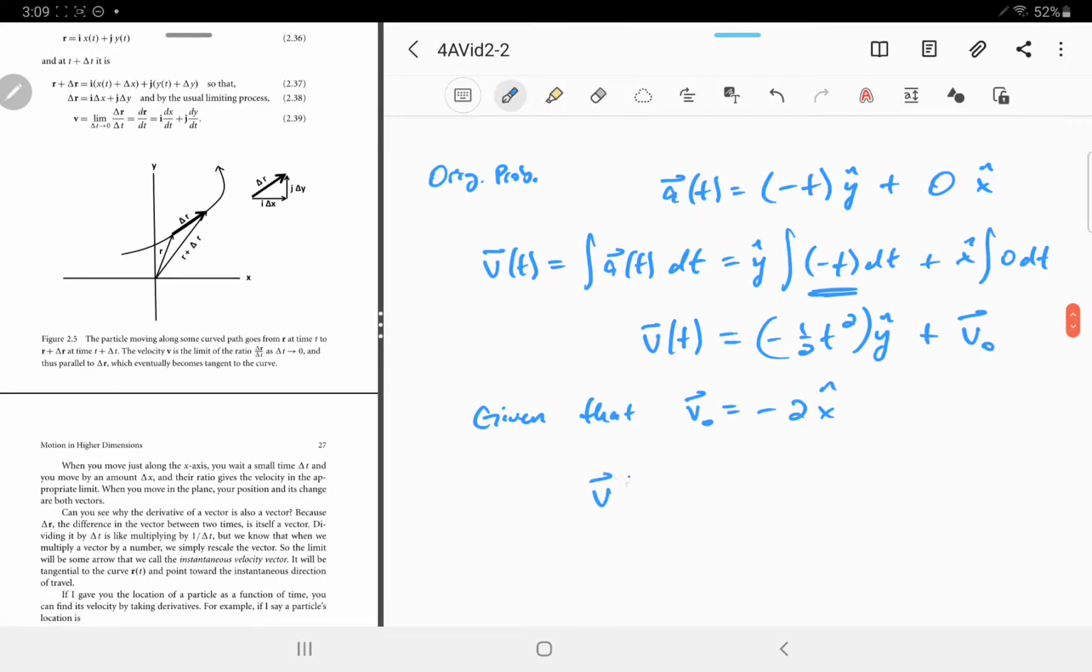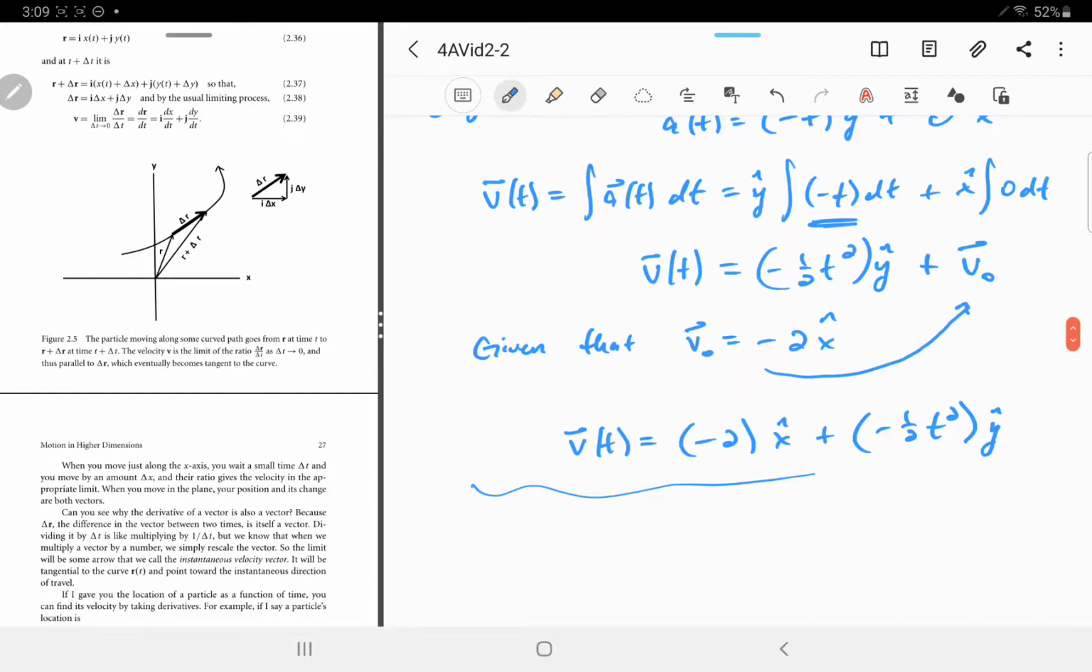Okay, so overall, putting these pieces together and filling in this for v naught, we have the velocity as a function of time is minus 2 x-hat plus negative 1/2 t squared in the y-hat direction. Okay, so now we know the velocity of the particle at all times, not just at t equals 0. At t equals 0, it was minus 2. But now we know it at other times. So it's going to pick up speed in the negative y direction. It starts off going this way, and the x piece is always this amount, but it's going to start to gain speed in the y direction.